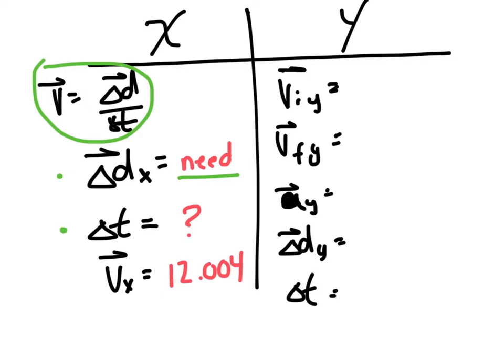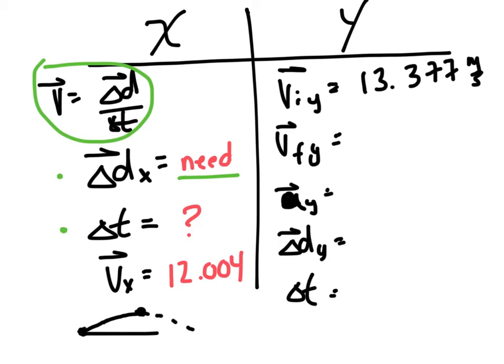So here's what we know. We know that the initial velocity in the y direction was 13.377 meters per second. We also know that when the object comes to the very top of its motion, at the very top of its motion is the moment at which the ball stops rising and begins to start falling. So that means it's moving up, it slows down, it slows down, it slows down, it comes to a stop, and then it begins to accelerate back to the ground. So the final velocity in the y direction, at this position in the motion, is 0.